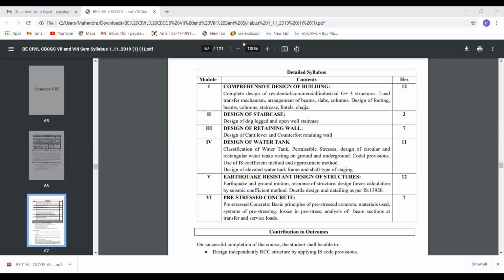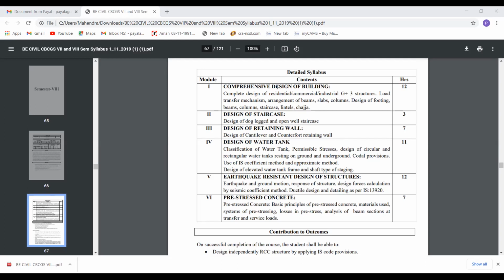Then the next module includes your design of water tank. In the design of water tank, we are going to design different types of water tanks that will include the rectangular water tank and the circular water tank. Again, in the circular water tank there are 2 methods, that is the IS coefficient method and the approximate method. So we are going to design the water tank by both of these methods, the IS coefficient method and the approximate method.